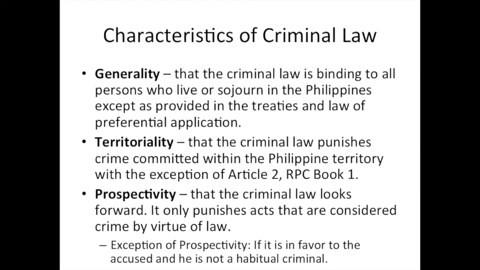etong characteristic sa prospectivity. Okay? So that's the only time na pwedeng i-apply pa atras. With the exception that he is not a habitual criminal, hindi niya paulit-ulit na ginawa. Okay, so 3 characteristics: generality, it is applicable to anyone living in the Philippines; territoriality, it is applicable to any crime done in the territory of the Philippines; prospectivity, pa-forward yung application ng law, ng criminal law. With the exception of prospectivity na in favor paatras sa accused.